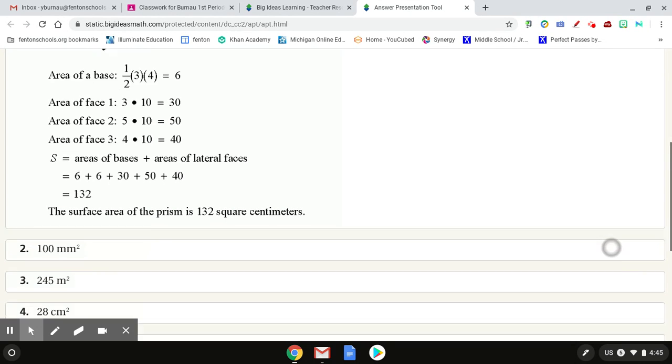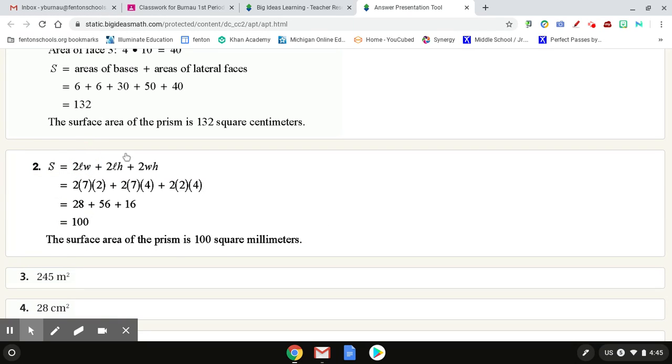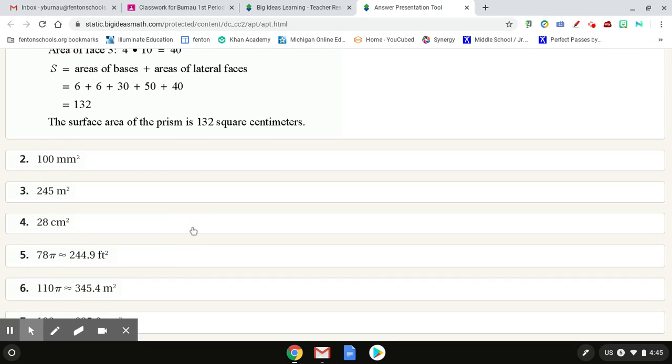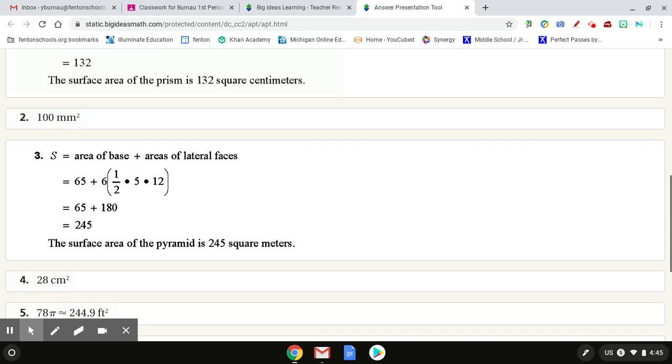Okay. Number two, I'm just going to click this so you can see the work. So there is the formula, and you should have gotten an answer of 100 square millimeters. All right, number three, there is the formula, right? You're going to find the area of the base, area of the lateral faces. And so the pyramid would have a surface area of 245 square meters, or meters squared.